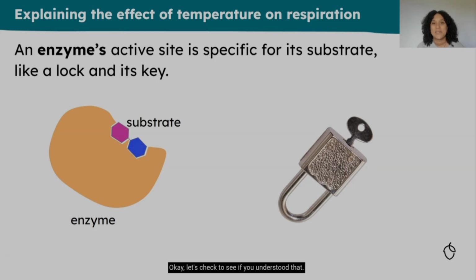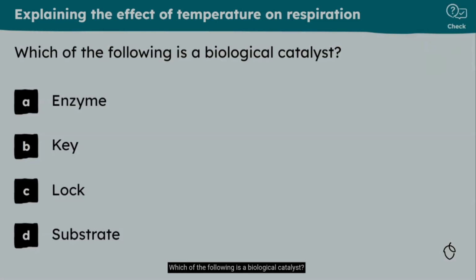Okay, let's check to see if you understood that. Which of the following is a biological catalyst? Is it A, an enzyme, B, a key, C, a lock, or D, a substrate? Take 5 seconds if you want some more thinking time. Click pause, click play when you're ready to see the answer. It is A. Well done if you got that right.